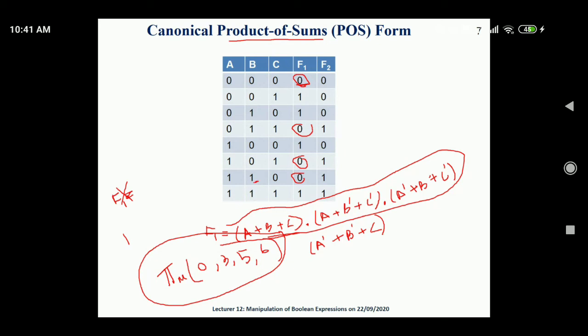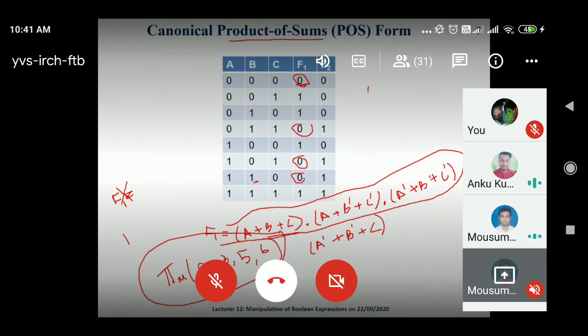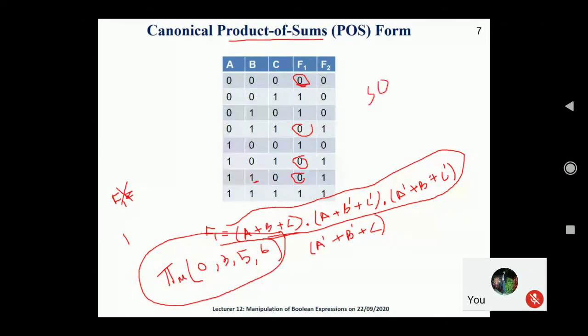So what happened? See here, when we are writing in the sub form, are you getting my point? Yes, sir. When we are writing the sub form, you always remember that when the logic value is 0, it is the complement form. Okay, this is the complement form.